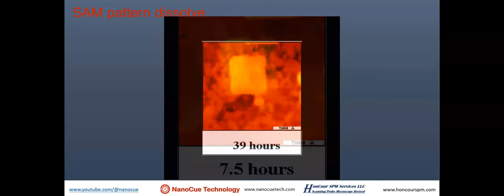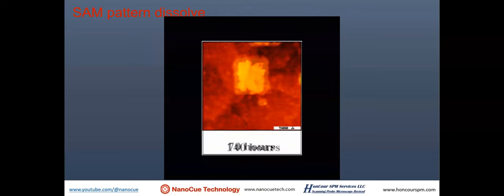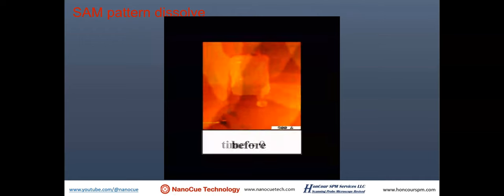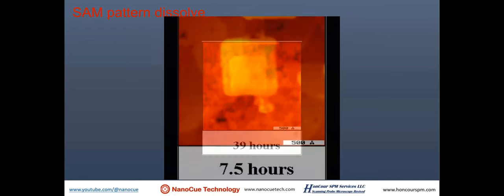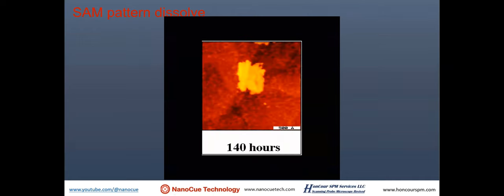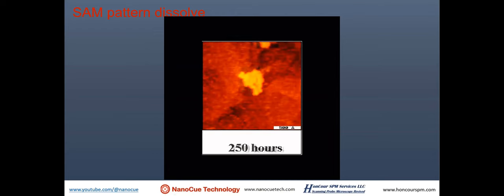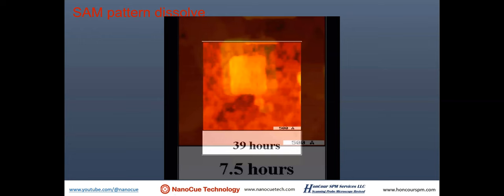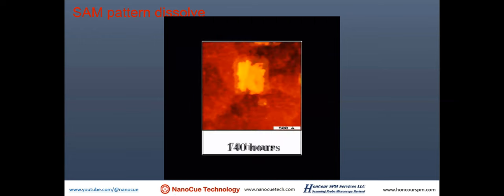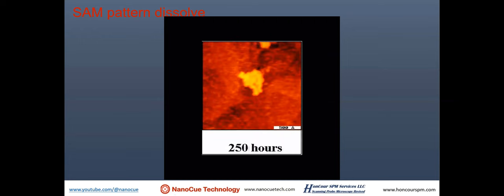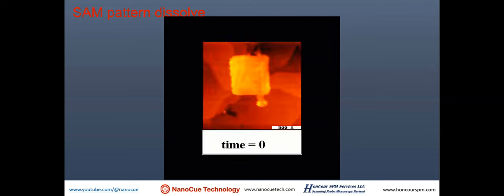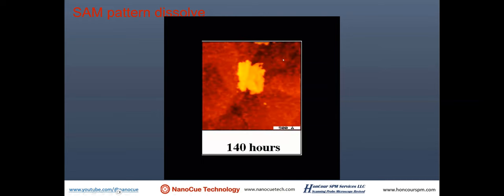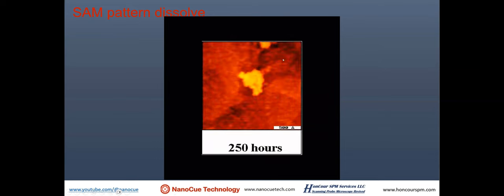This is a dissolving reaction of a self-assembled monolayer. SAM stands for self-assembled monolayer. Here we have a little square there. This little square is deposited on the surface using the tip and the different self-assembled monolayer molecules. In this case, it is a 22 carbon thiol self-assembled monolayer deposited using the tip assistance. This formation of the square is done using a technique called nanografting.